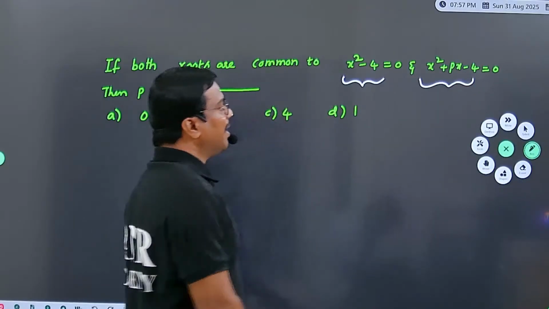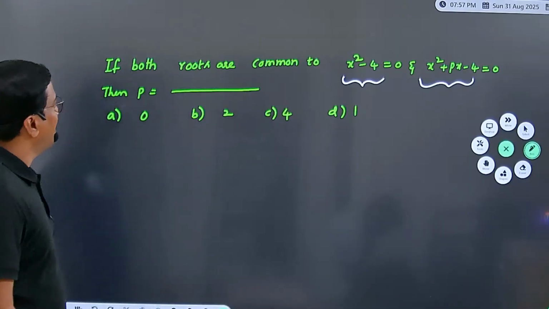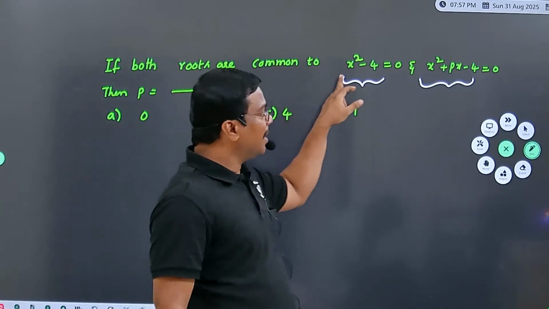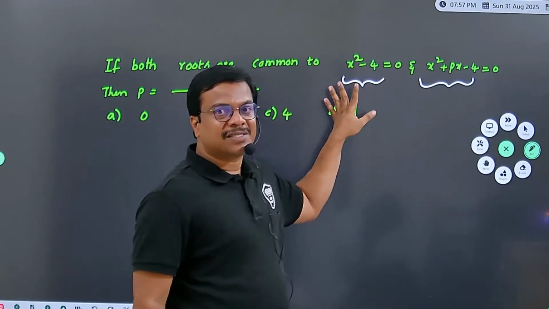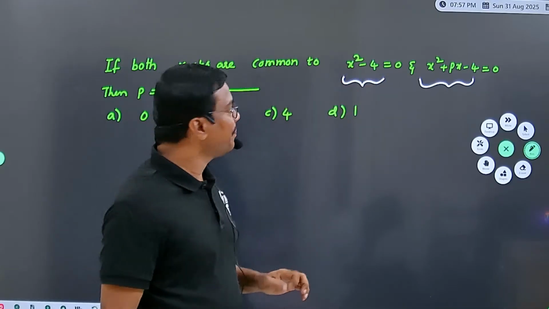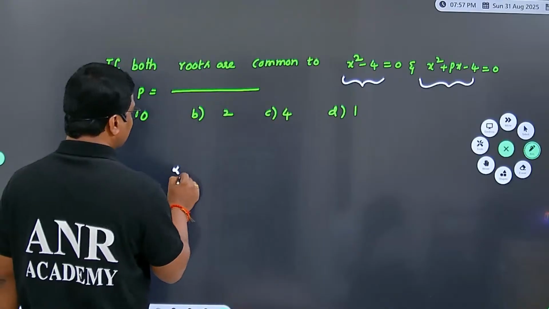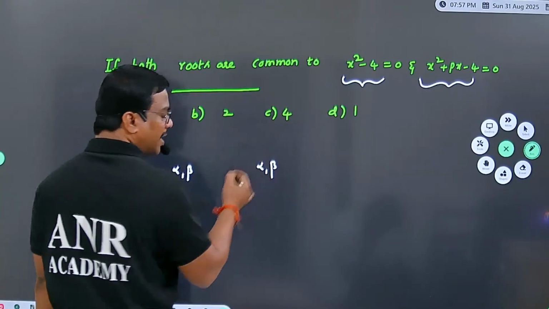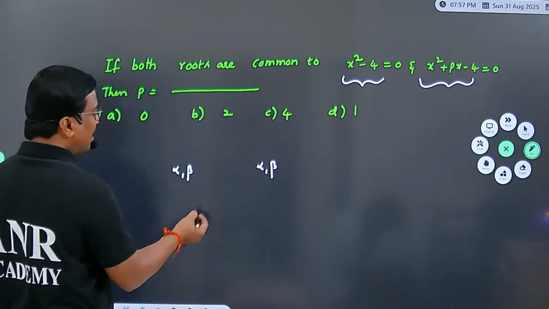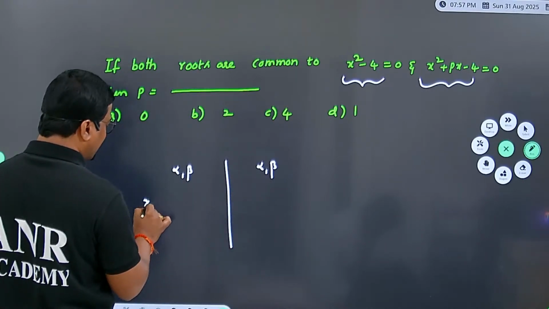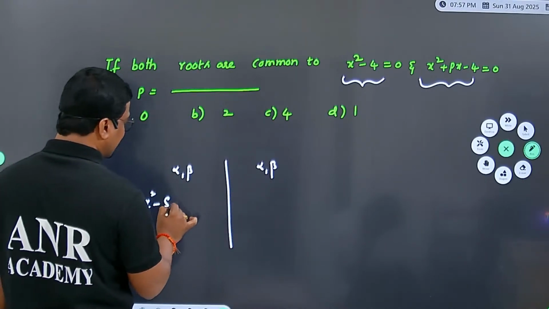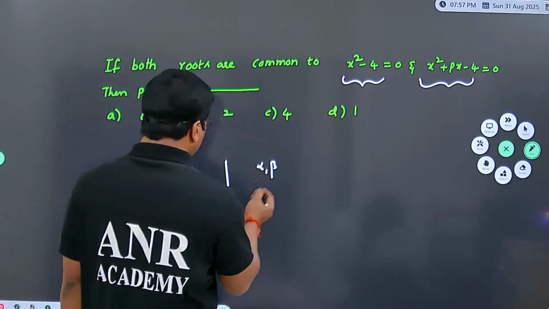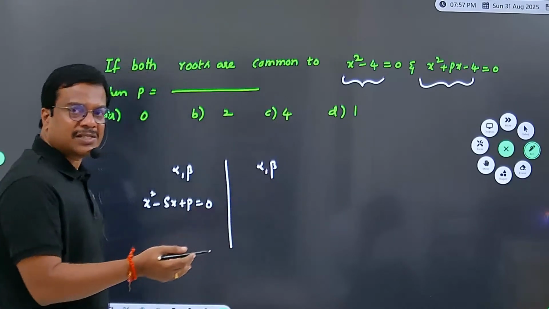Then the value of p. If both the roots are common, then the two equations must be the same. For the first equation, alpha, beta are the roots. The same roots we have for the other one. If alpha comma beta are roots, then we know that x square minus sum of roots into x plus product of roots equal to 0 is the equation.